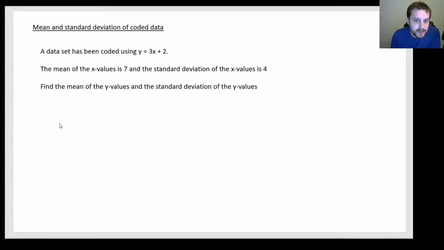So the effect it has on the mean, y bar will be 3 lots of x bar plus 2, and the standard deviation will just be 3 lots of the original standard deviation. Okay, the plus 2 doesn't come into it.